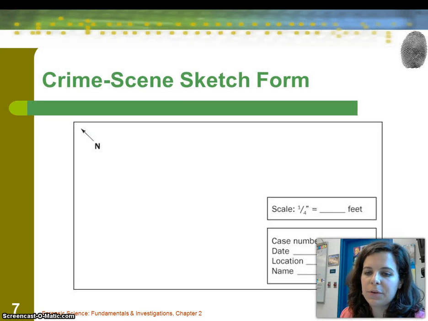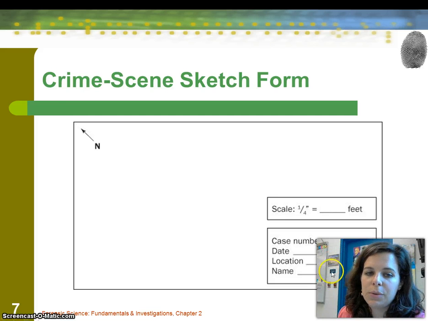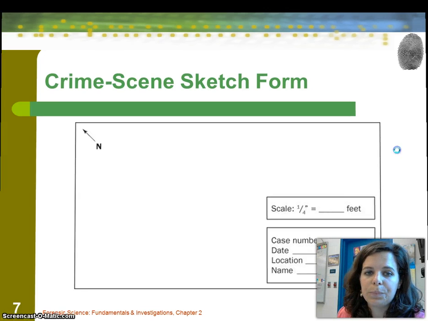This is what a crime scene sketch form looks like. So we have a scale, a 1/4 inch on this paper equals how many feet, as well as the case number, the date, the location, who's taking it, and then you would put north in this direction, and then you would draw your scene here. We'll use a similar paper when we do our crime scene sketch.